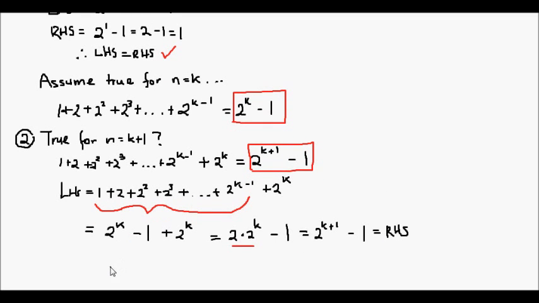So again, for when n is equal to k plus 1, we're able to get the left hand side to equal the right hand side. So we've proven that this equation holds true for when n is equal to k plus 1, and that means it will hold true for any value of n where n is a positive integer.